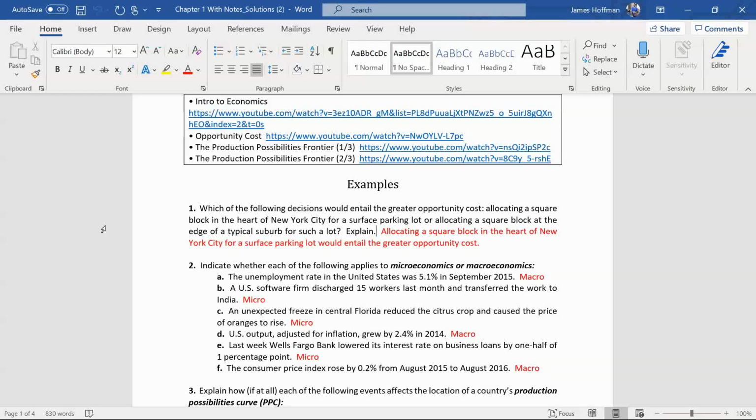So this is probably changing a little bit in the current economy, given that real estate in downtown areas has lost a little bit of value, but it still applies here. Remember, the opportunity cost is what you give up, so it doesn't really matter what you're doing it for. The idea here is that what you give up in the New York parking lot is worth more than what you give up in the suburb.